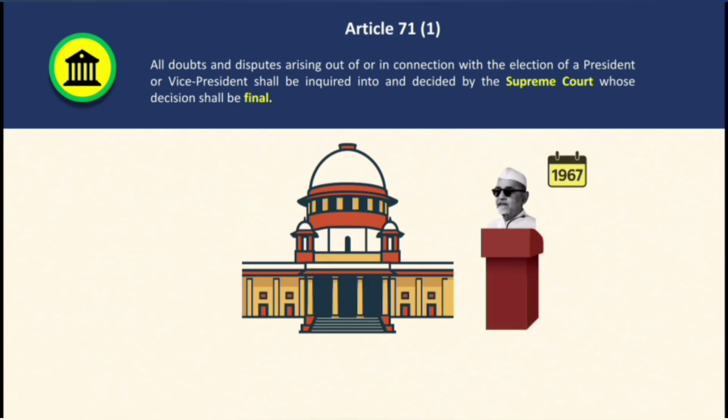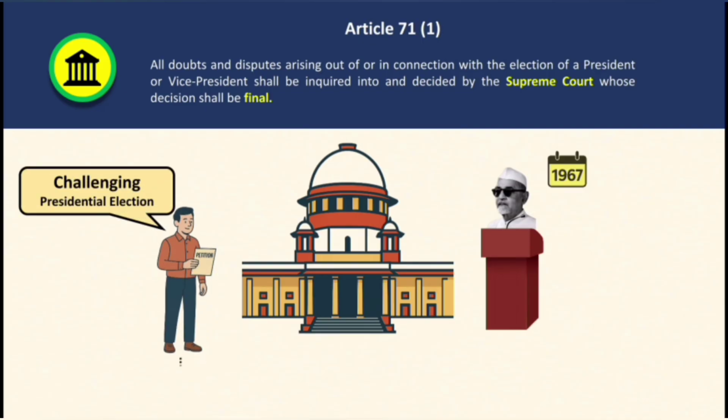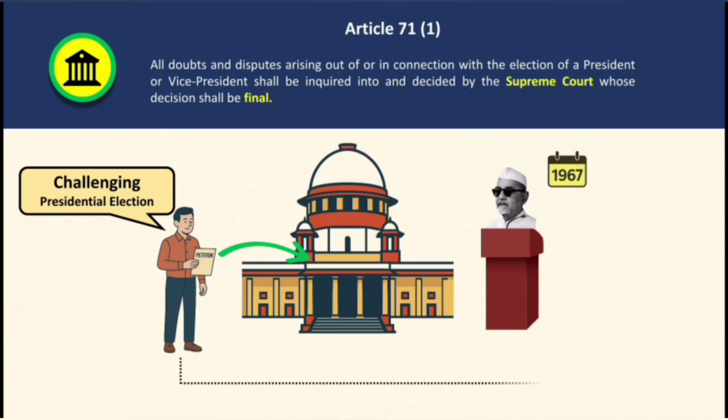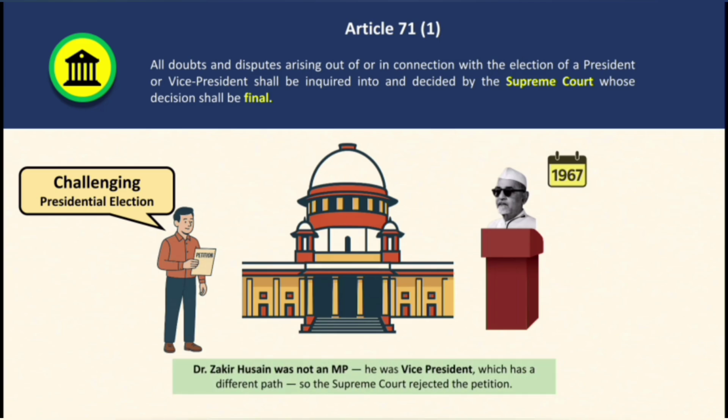In 1967, after Dr. Zakir Hussain was elected president, someone filed a petition in the Supreme Court challenging his election. They argued that he had not taken the MP's oath under Article 84A, so he was not qualified. But the Supreme Court accepted the petition, looked into the matter carefully, and finally dismissed the petition, saying that Dr. Zakir Hussain was not an MP. He was vice president, which has a different path. Taking the MP's oath was not required to contest presidential elections. In this way, the Supreme Court rejected the petition.